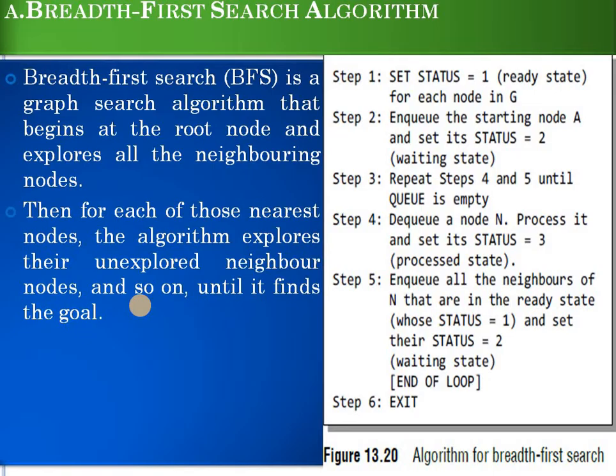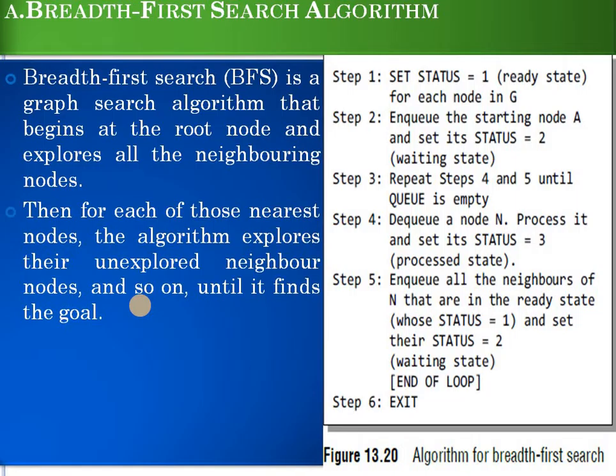Now the algorithm for this is: step 1, set status 1, that is the ready state, for each node in graph G. Then step 2, enqueue the starting node A and set its status to 2. Here we are using a queue structure, so first in first out, we process the first node first. So enqueue the starting node A and set the status to 2, that is the waiting state.